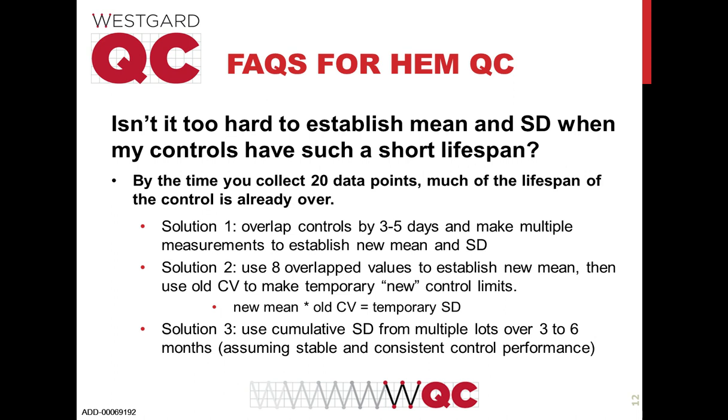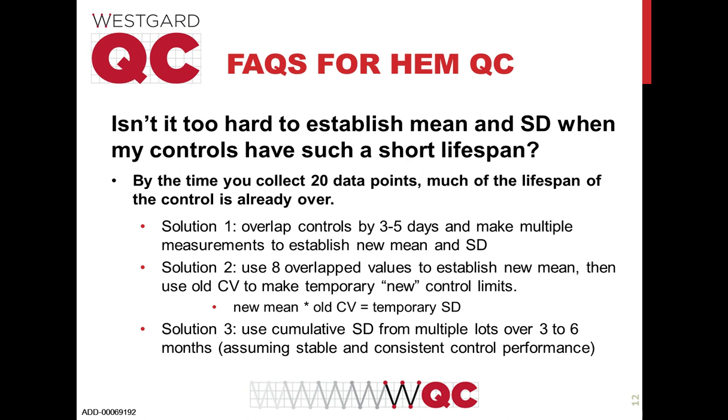The second one is to use 8 or more overlapped values to establish your new mean. With just a small number of measurements, you can effectively establish the new mean. It's the new standard deviation that really needs more data. So while you're waiting to collect enough data for the new standard deviation, you could use the old CV from the previous lot of controls, and then multiply that by the new mean, and that will give you a temporary SD. So you'll have a temporary SD to cover the first 20 data points while you're trying to collect enough information to establish the real standard deviation of that new control lot. So you have some sort of temporary crutch to lean on while you're developing more information.